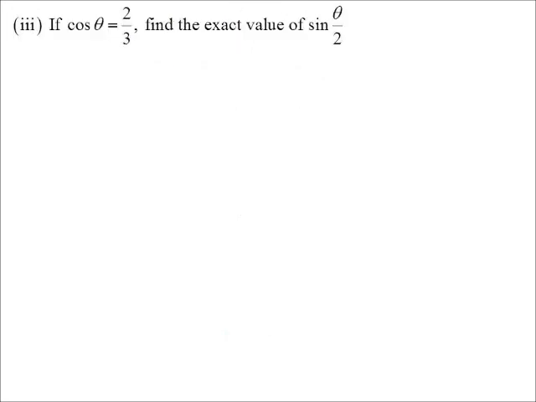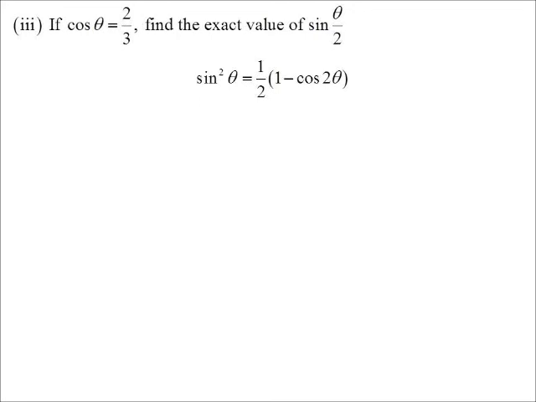Cos theta is 2/3. Find the exact value of sine half theta. This is why I say thinking of them as double angles is probably better, because theta is double half theta. So there's the relationship. So really it's like saying cos 2 theta is 2/3. Find sine theta. Well, I'm going to use the rearrangement of the sine squared one. So sine squared theta is a half of 1 minus cos 2 theta.